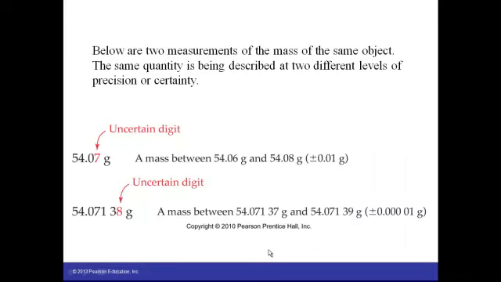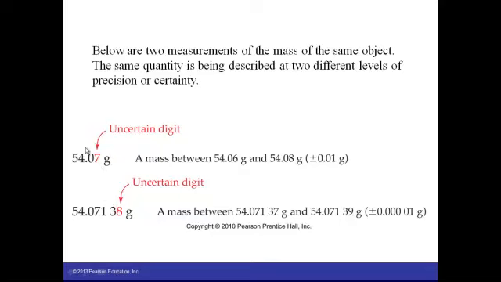So below we have two measurements of the mass of the same object, and so the same quantity is being described at two different levels of precision or certainty. Even our balances within the lab, that last position that they give you as a reading is the estimated position. It's the guess that the balance is making, because that's the accuracy on the balance. And so you can have different balances that will go out to different positions of certainty.